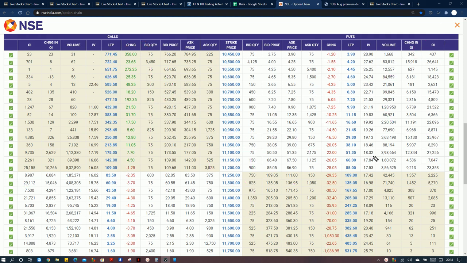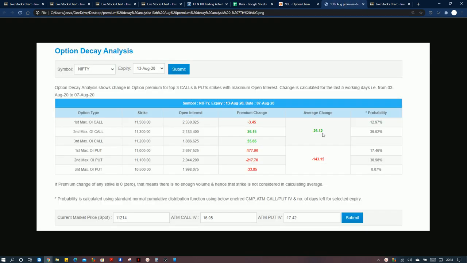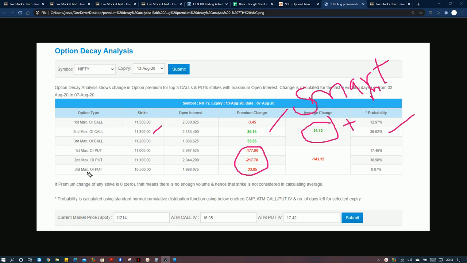So now we move on to the other data, that is the very important data, premium decay analysis. In the premium decay, you can see that the probability of hitting 11,000 is higher, and this is positive. That means the smart money is at this area, that is the call buying. Smart money is buying calls as well as writing puts here. So that is the reason the decay is more on the put side.